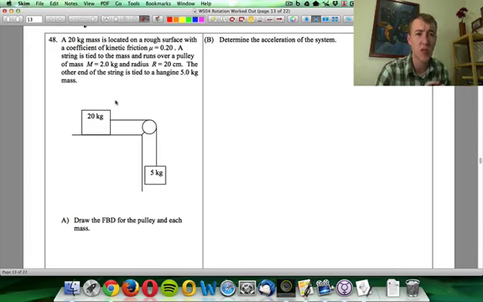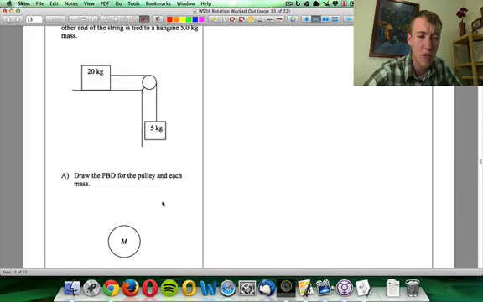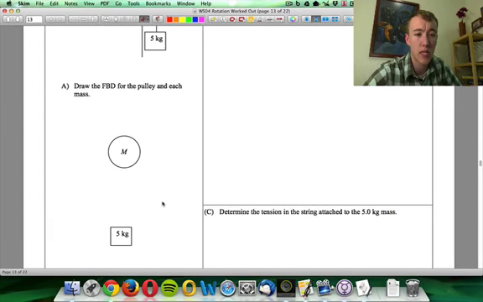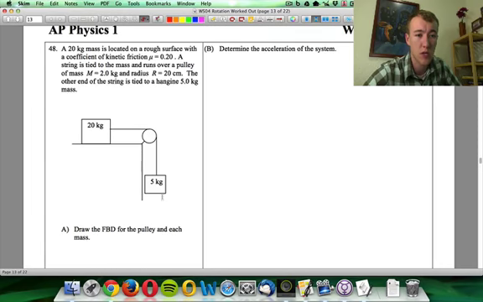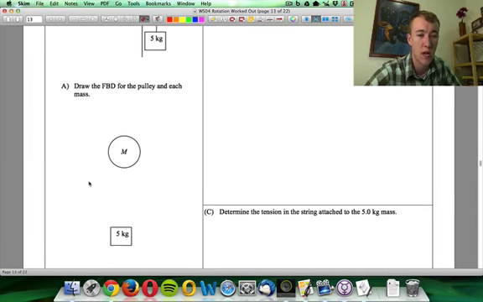The mass is 2 kilograms, the radius is 20 centimeters, convert it to meters, 0.2 meters. The other end of the string has a 5 kilogram mass hanging from it that's going to be pulling that down. We need to draw a free body diagram for the pulley and each of the masses. So look at this picture, kind of visualize this. I'm going to scroll down.